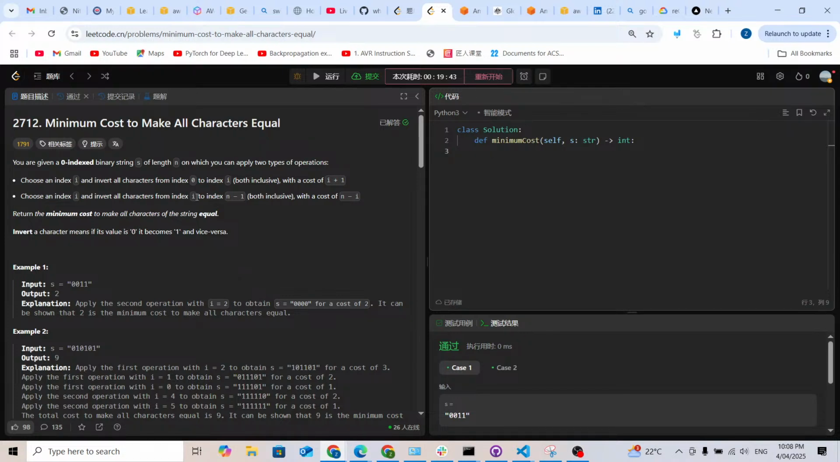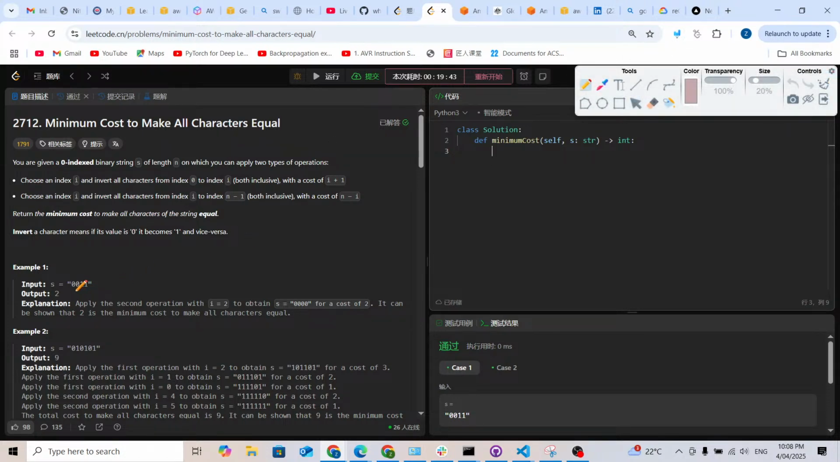LeetCode 2712, Minimum Cost to Make All Characters Equal. We are given a zero-indexed binary string s of length n, on which you can apply two types of operations. The first operation is that we choose an index i. For example, from here we choose this index i, so the index is 1.